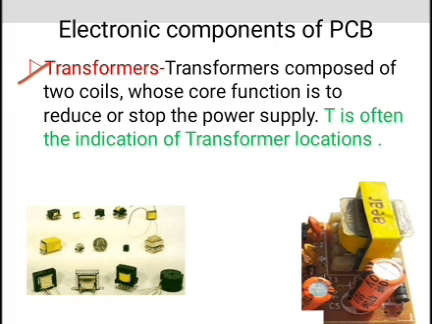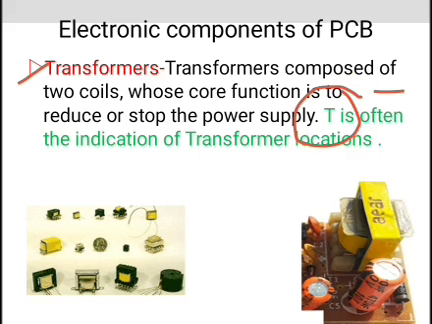Next component is the transformer. The function of the transformer is to transfer the electric energy from one circuit to another with an increase or decrease in voltage. That means the transformer is composed of two coils whose core function is to reduce or stop the power supply.